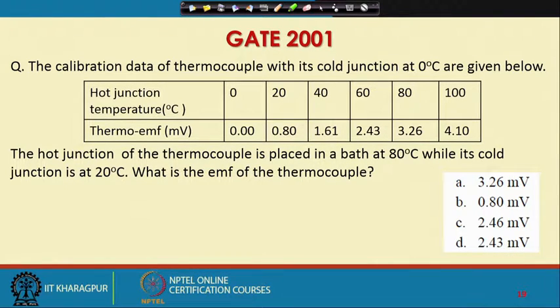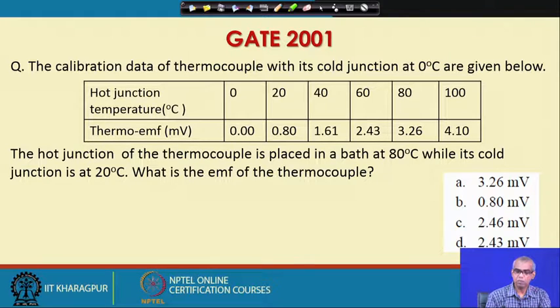Another question from year 2001: the calibration data of a thermocouple with its cold junction at 0 degree Celsius are given below. So, the thermocouple's cold junction is kept at 0 degree Celsius, and when the hot junction is kept at 0 degree, you get 0 millivolt as thermo EMF. When the hot junction is at 20 degree Celsius, you get 0.8 millivolt as thermo EMF. Similarly, for hot junction temperature 40 degree Celsius, you get 1.61 millivolt, and so on.